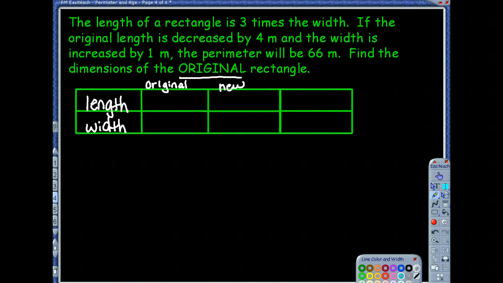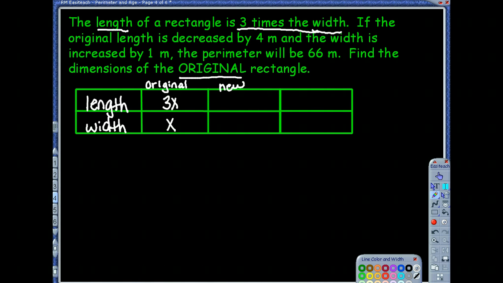Now, if you take a look at this one, let's start with just our original information. They do tell us something about the length. The length of the rectangle is 3 times the width. So right now we don't know anything about the width. That of course is going to be what gets our variable. The length is 3 times the width. If I called my width x, 3 times that width would be our 3x. Now that's our original information.